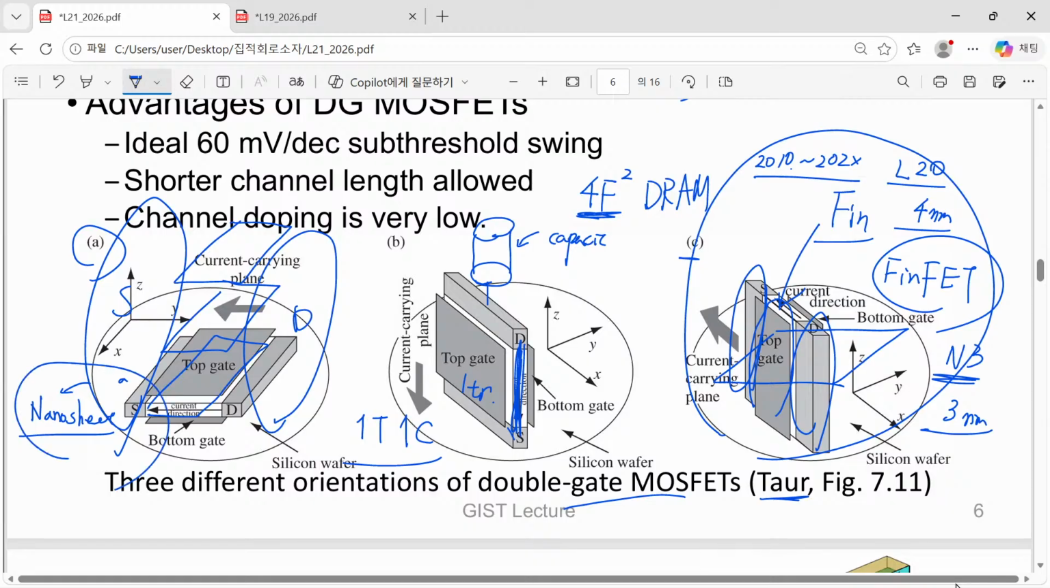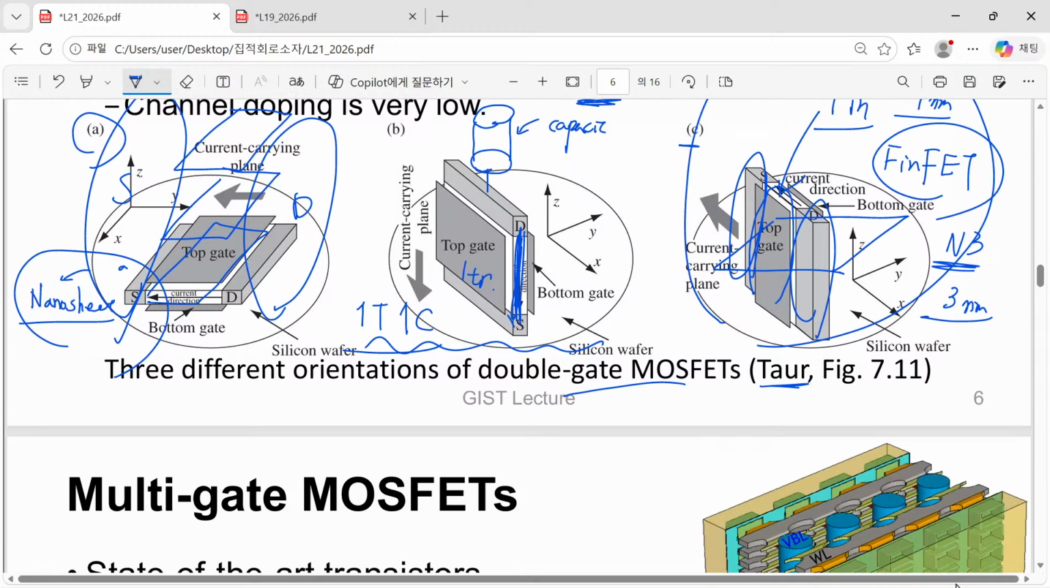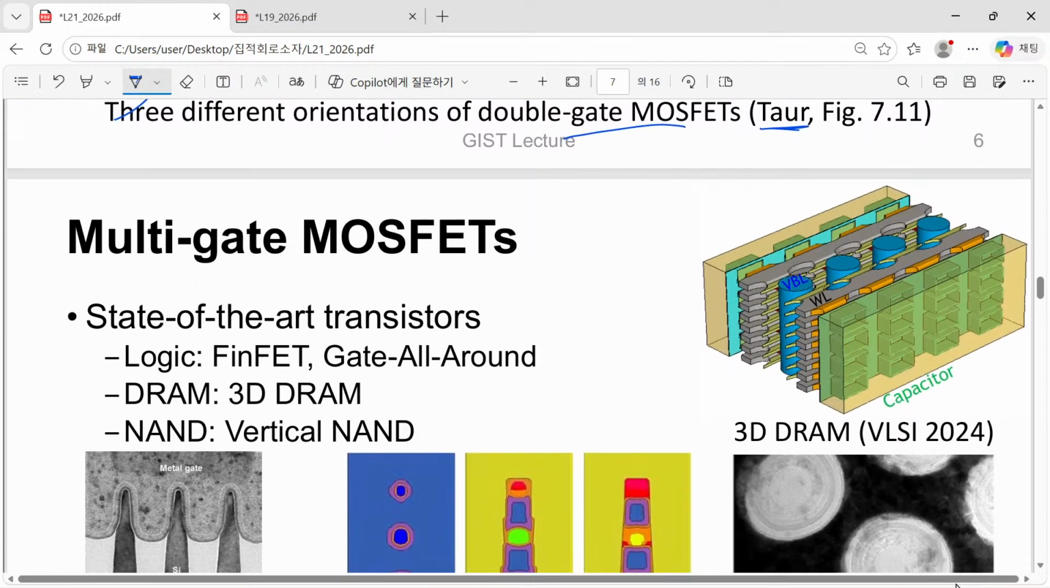And now the nanosheet is the state-of-the-art transistor, and case B corresponds to the 4F square DRAM. And yes, so now let's go a little bit more into it.